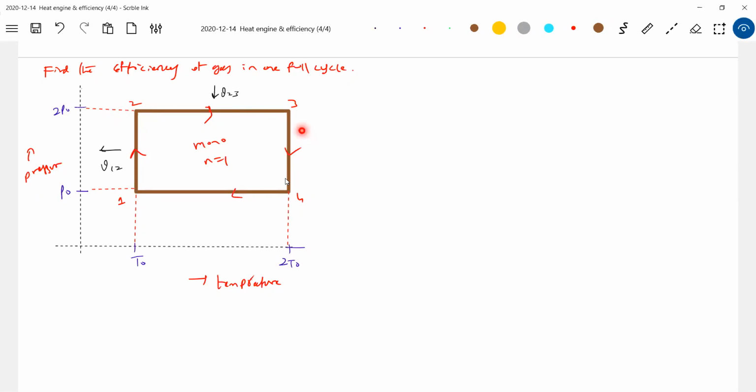Okay, next, again for this one, 3, 4. Temperature constant, pressure decreases, volume increases, so it will be absorbed. Isothermal expansion. So Q34. Now Q41, pressure constant, temperature decreases, so isobaric cooling. If the student can think this much, the rest all you can manage here.